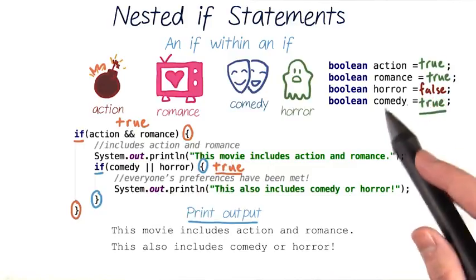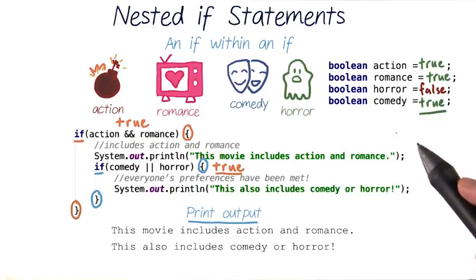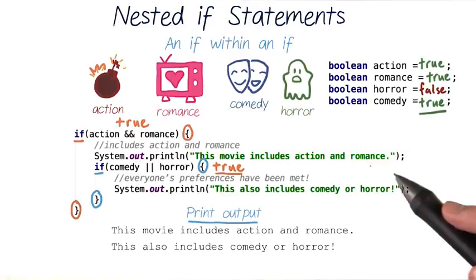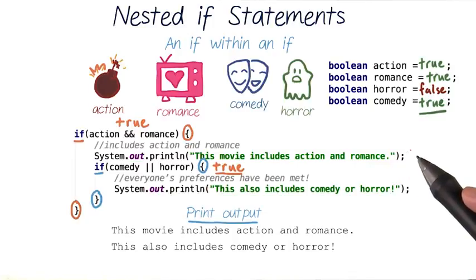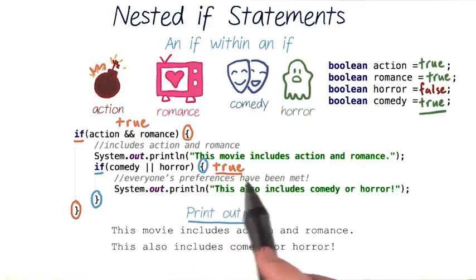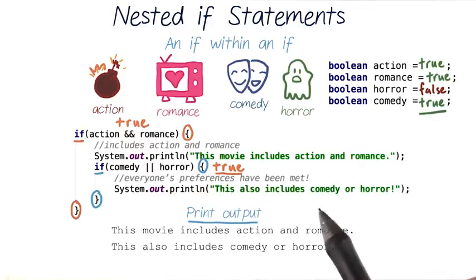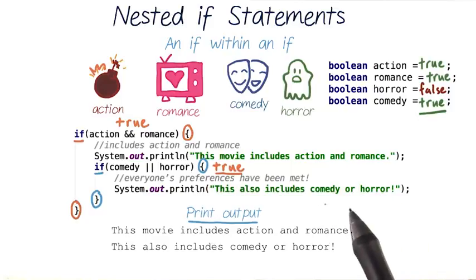Now let's change our comedy variable so that it's true. This time, we'll still enter our first outer if and print out "this movie includes action and romance." Then our inner if checks if either comedy or horror is true. This time, comedy is true, so we'll enter our inner if and also print out "this also includes comedy or horror." And our print output will be those 2 lines of text.